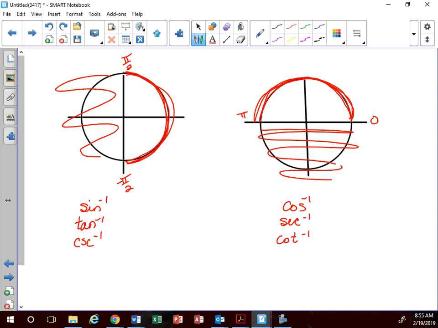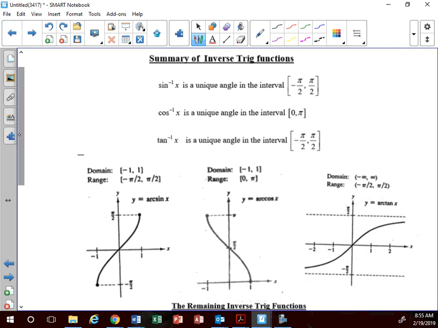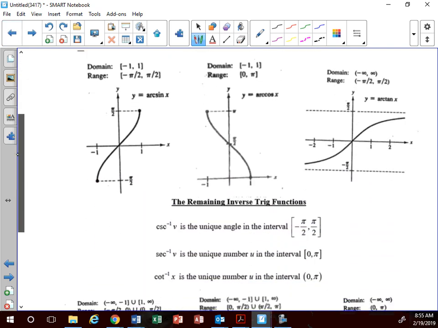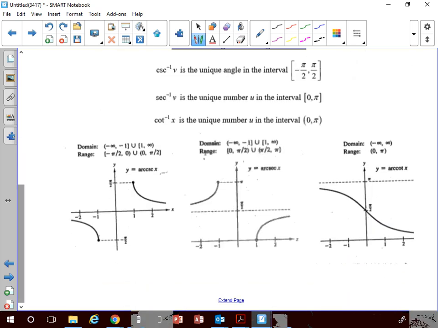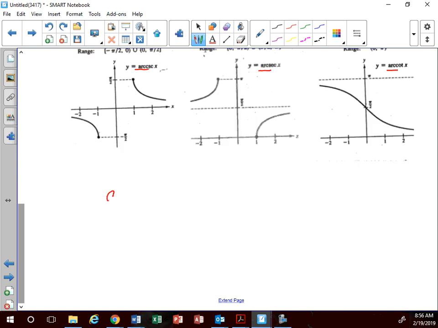The next page in your notes has the graph for all of them. So we did those first 3. Then the next 3 graphs are inverse cosecant, inverse secant, and inverse cotangent. Do you guys see how they have an arc written in front of them? Those mean the same thing. So like arc sine is the same as inverse sine. It's just notation, but you're going to do the exact same thing with it, okay?